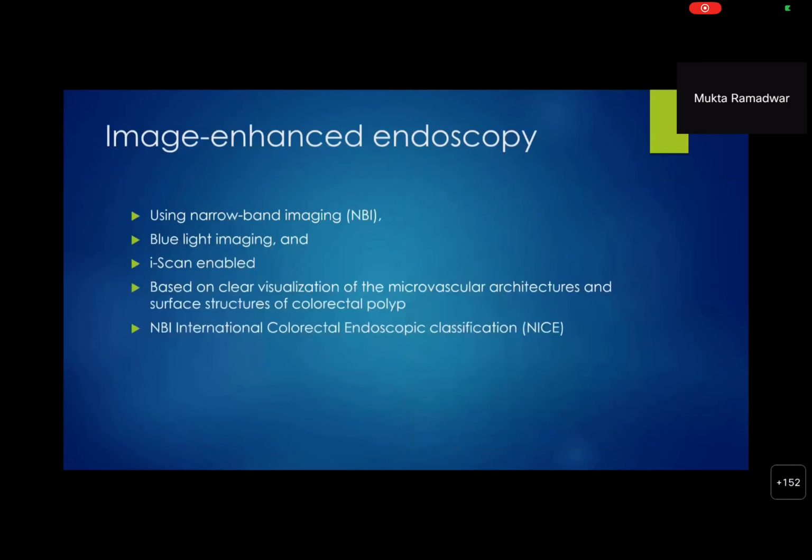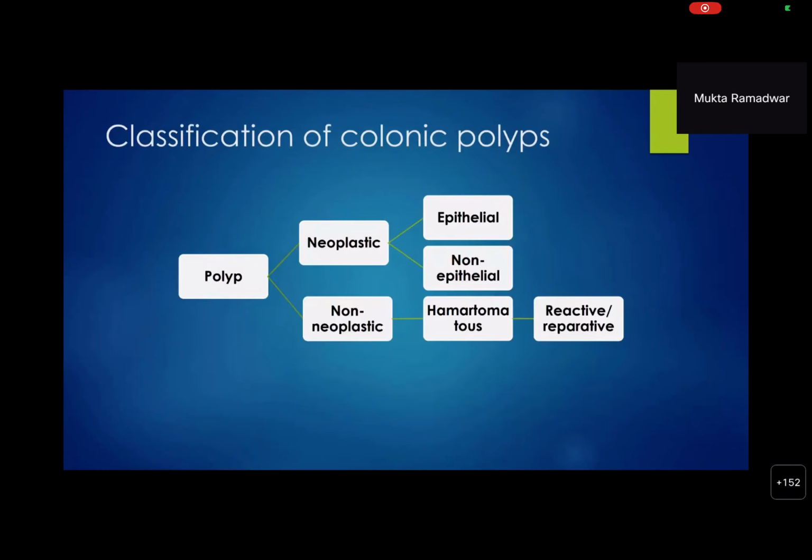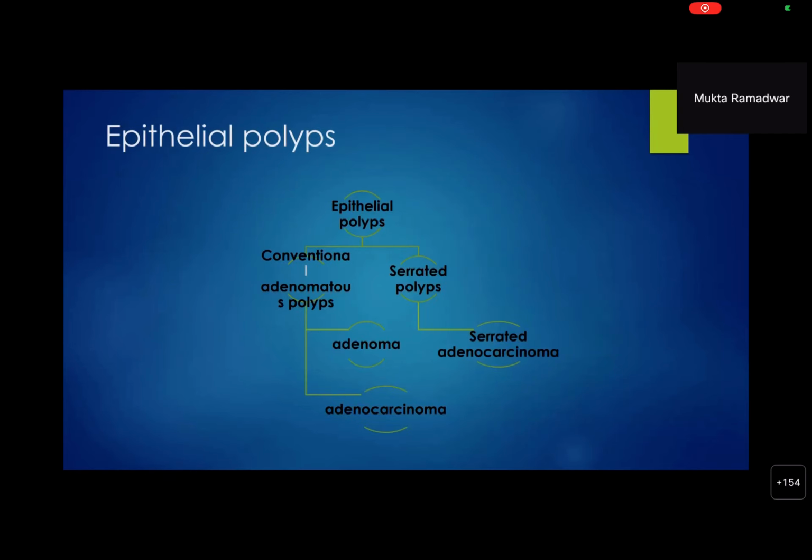And here comes the classification of the colonic polyps, and this is also applicable to the other GI tract. A polyp can be neoplastic as well as non-neoplastic. Neoplastic polyps could be epithelial or non-epithelial, and we will come to that. Non-neoplastic polyps could be hamartomatous, inflammatory, reactive, or reparative. So this is a simplified classification of colonic polyps. The epithelial polyps, on the other hand, can be conventional adenomatous polyps or serrated polyps. The conventional adenomatous polyps can be either an adenoma or adenocarcinoma, and the serrated polyps have their own host of classification, which we will eventually come to.